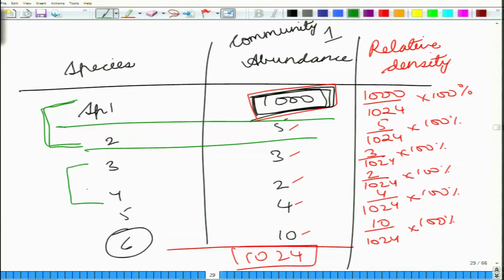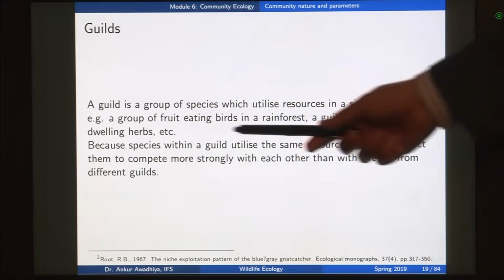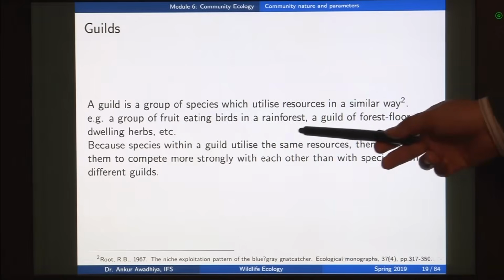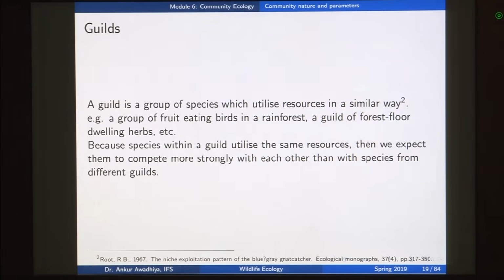Similarly, we can club those organisms that are feeding on grass together. We can club the insectivorous organisms together. When we look at these clubbed species together, we are talking about the guilds. So, a guild is a group of species which utilize resources in a similar way. Example, a group of fruit eating birds in a rainforest, or a guild of forest floor dwelling birds, etc. So, here we are talking about those species that are performing a similar function, they are utilizing resources in a similar way. Now, because species within a guild utilize the same resources, we expect them to compete more strongly with each other than with species from different guilds.